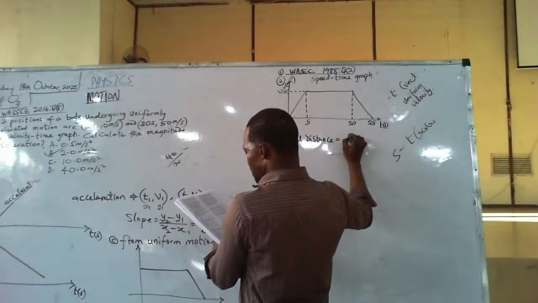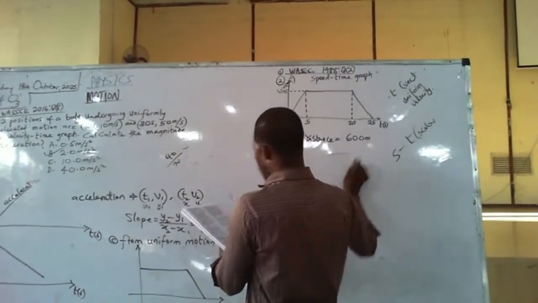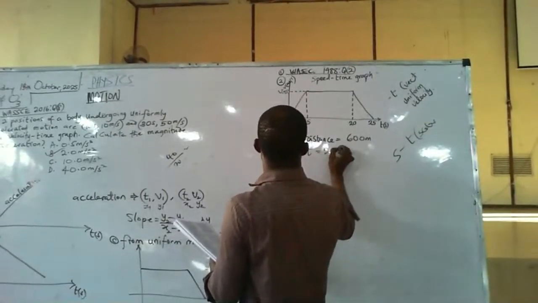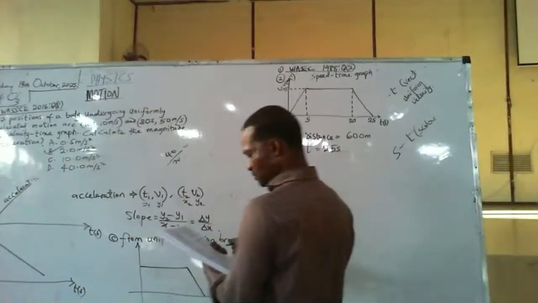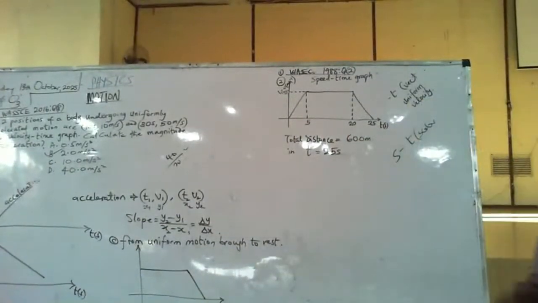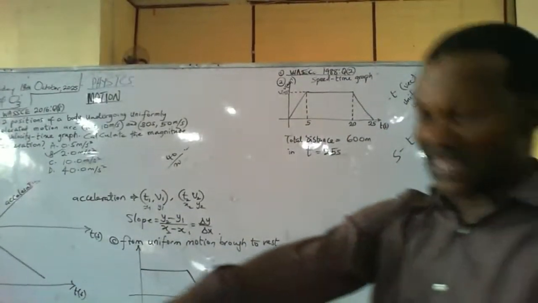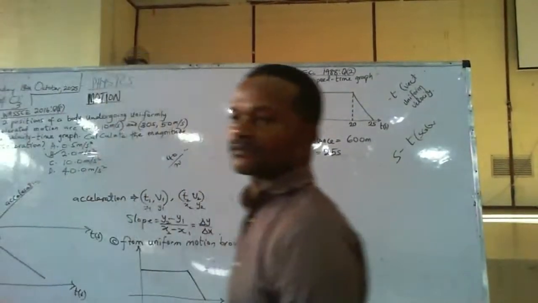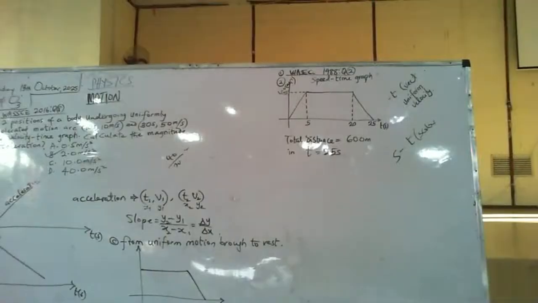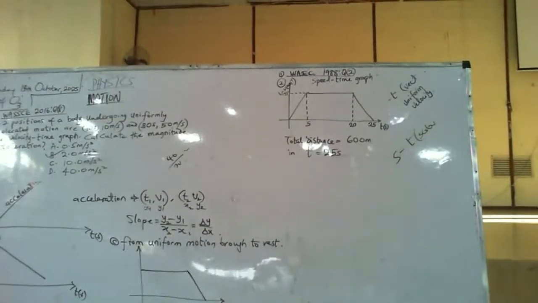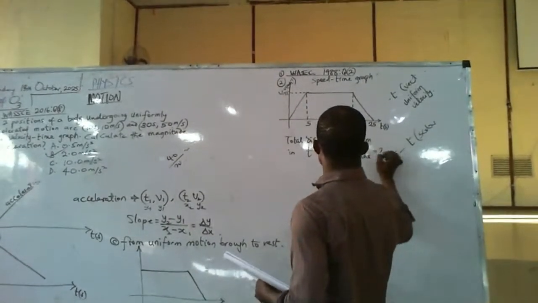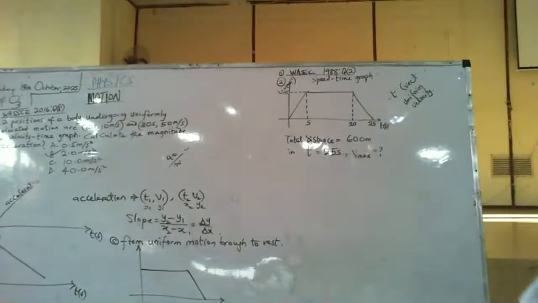Now the question says it covers the total distance of 600 meters in 25 seconds. The question is on page 10, question 2. Have you seen it? So, what are we going to do? They said, calculate its maximum speed, V max. Who can solve it?